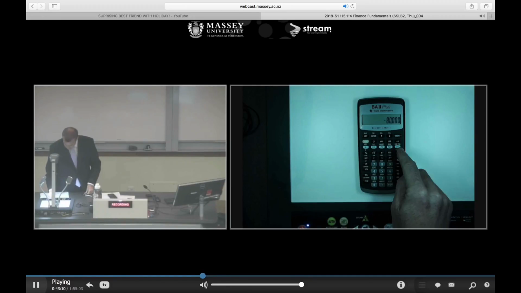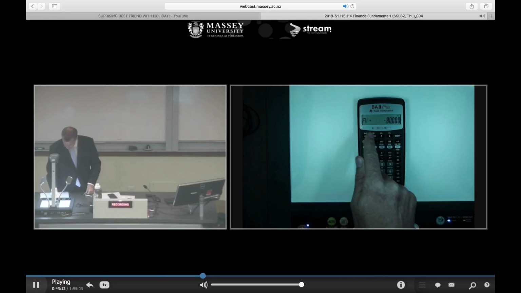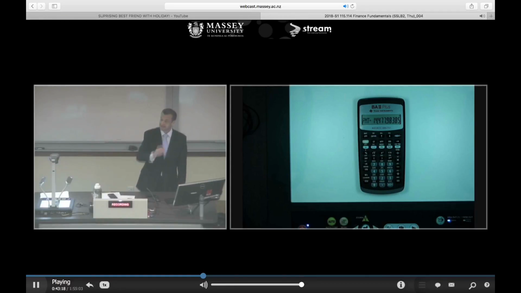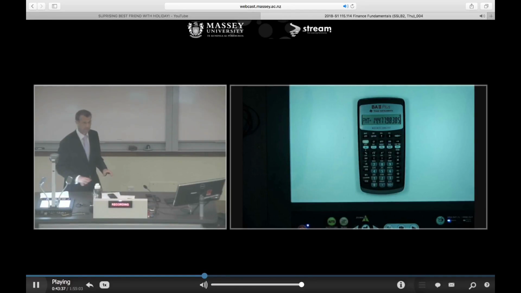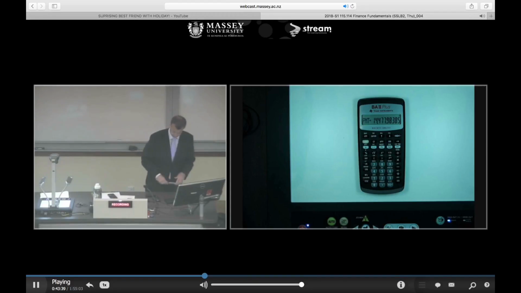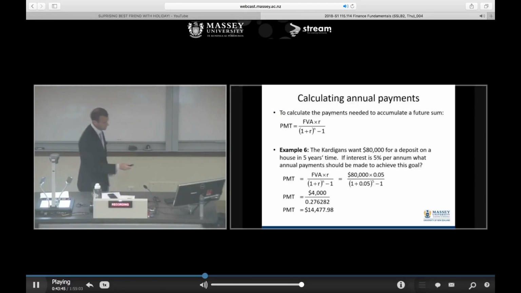So if we actually reflect that there and then we compute the payment, we get the same number, but it no longer has a negative, because what that reflects is that each year they need to deposit $14,478 or whatever it is. Okay, so it's a positive amount that's going into their bank account. After you've done a few calculations with a financial calculator, you'll just start ignoring that negative. Same with Excel as well, if you're using Excel. Any questions on payment?